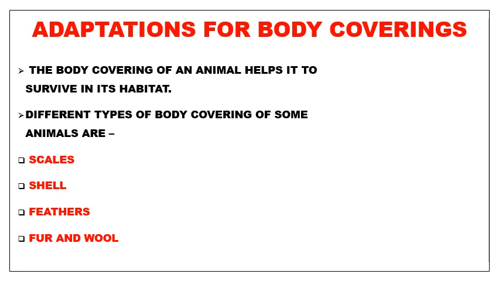Now the first is adaptations for body coverings. Students, the body covering of an animal helps it to survive in its habitat and protect it from extremely hot and cold weather. Animals also use their body coverings to keep themselves safe from hunting by other animals. Now, the different body coverings of some animals are scales, shell, feathers, fur, and wool. Now, let us see how the body covering of different animals help them to survive.